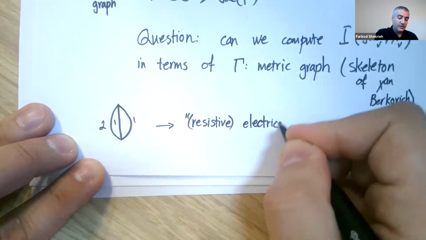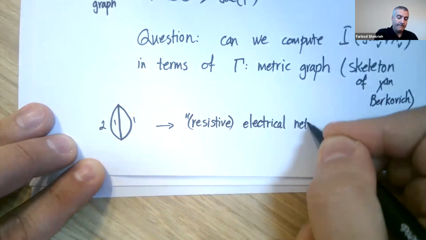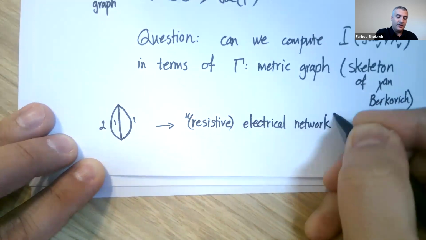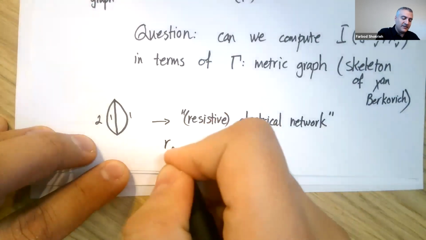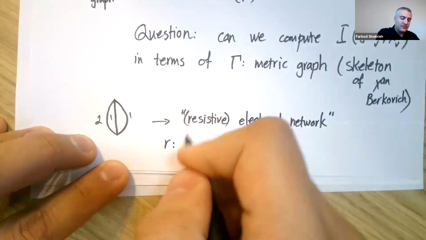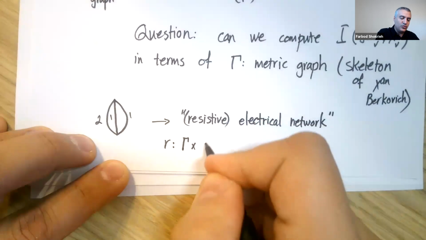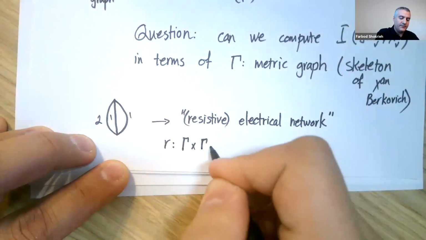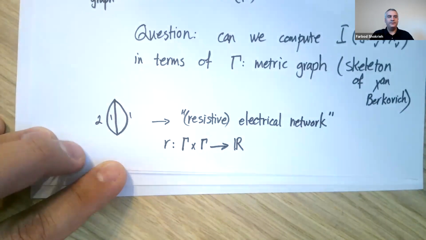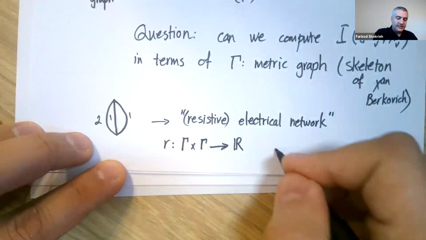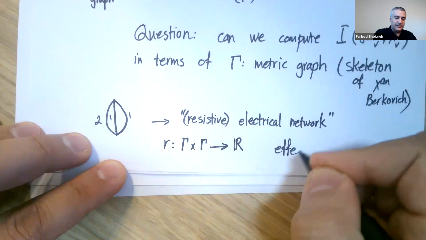And when you have an electrical network, you can do all sorts of Kirchhoff laws and old-fashioned electrical network theory. In particular, you can talk about, for example, effective resistance. It is a function which as input takes 2 points on the graph and as output produces a real number. This is the so-called effective resistance.